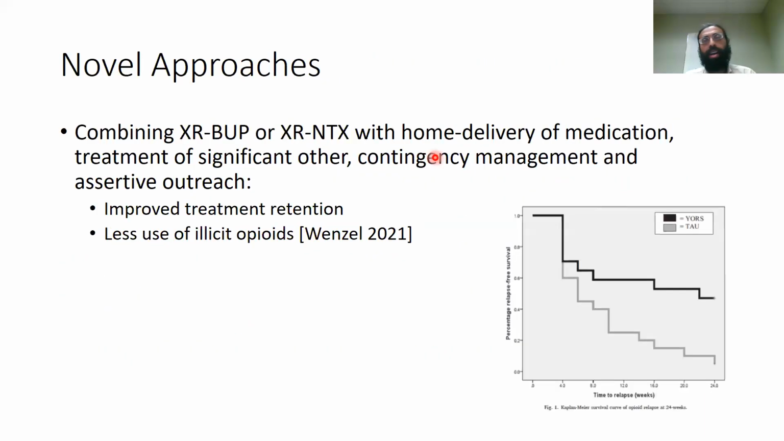So I will actually end with these last couple of slides. This was a nice recent study where they combined in adolescents extended release buprenorphine or naltrexone, that Dr. Ketchum was talking about earlier, with some additional steps like home delivery of medication. So treatment team going to the adolescent's home, giving them the injectable, but also then adding in contingency management, treatment of the significant other, and assertive outreach, meeting the needs of the teen. And that significantly, I actually think this data is very impressive, improved treatment retention and reduced the use of illicit opioids. Again, talking about these enhanced services combined with injectable medication and how that might improve outcomes in this population.